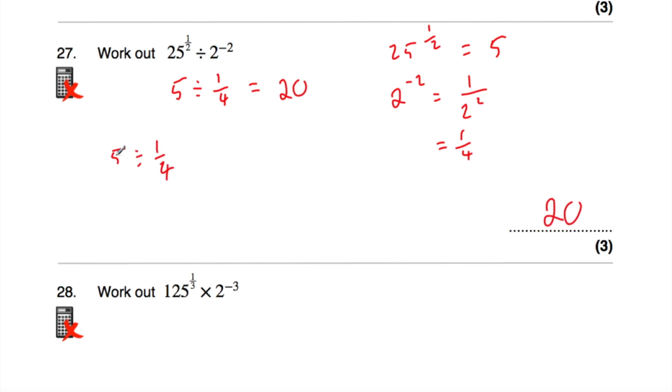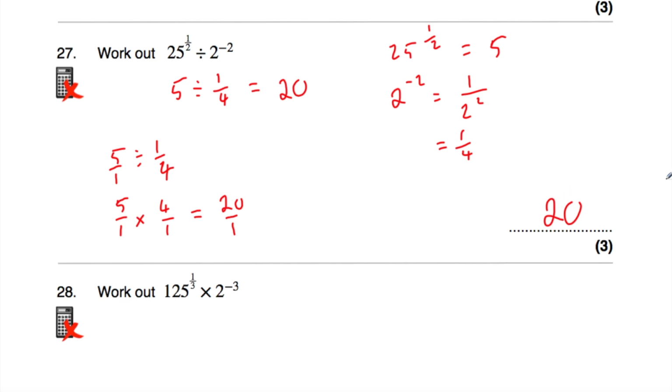Or we could work it out. We could do 5 divided by 1/4. So 5 is the same as 5 over 1. And we're going to divide by 1/4. So we're going to work out the reciprocal of 1/4. So we're going to do 5 over 1 multiplied by 4 over 1. So doing the reciprocal of the fraction we're dividing by. And then 5 times 4 is equal to 20. And 1 times 1 is equal to 1. So we've got 20 over 1, which is 20. So that's it. So 25 to the power of a half divided by 2 to the power of minus 2 would be equal to 20.